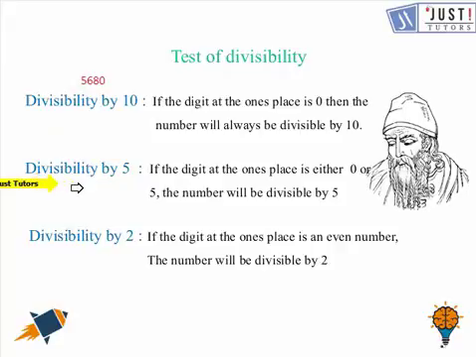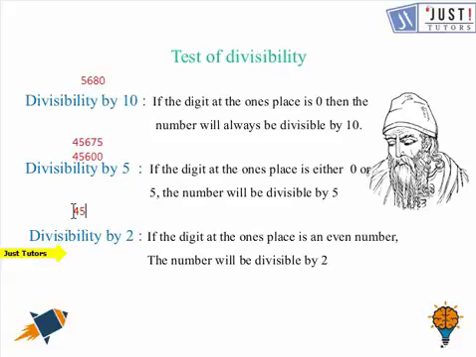Let's come to the next one, which is divisibility by 5. So again, we just need to keep in mind two things while we are trying to divide any number by 5. The digit at the ones place has to be either 5 or 0, as shown in the examples there. So if that digit is either 5 or 0, the number would be completely divisible by 5 without leaving any remainder at all.